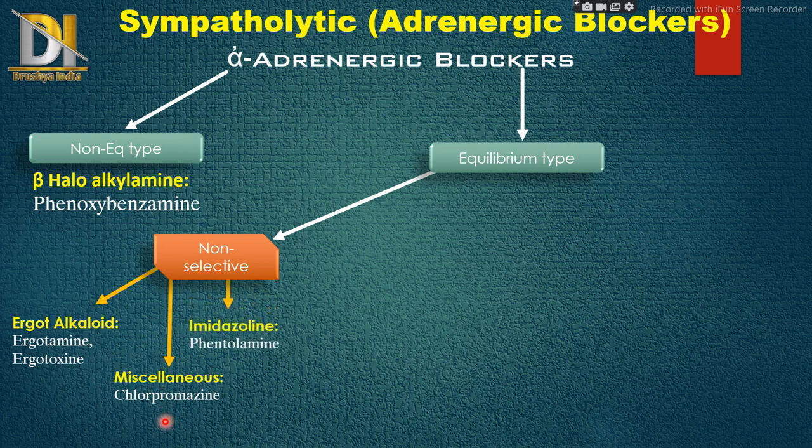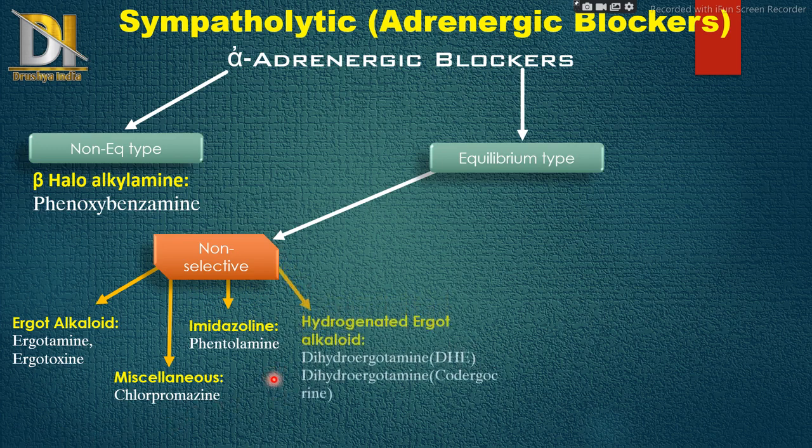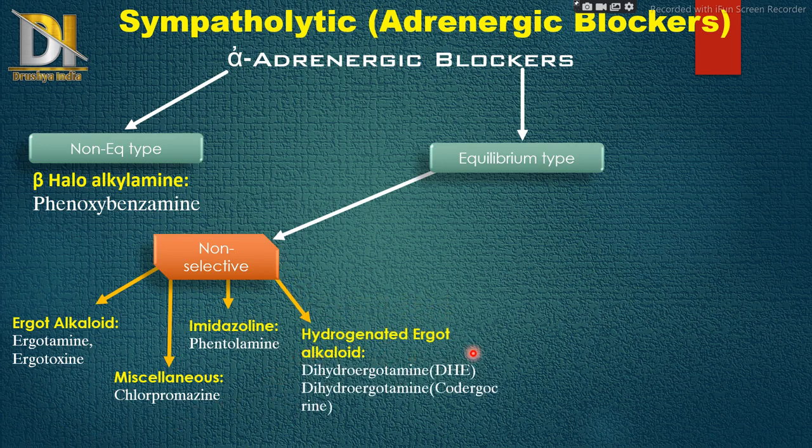Then the third class is imidazoline, in which there is phentolamine, which means it contains an imidazoline nucleus in its structure. Then the last one is hydrogenated ergot alkaloid. These are only the dihydro form of ergot alkaloid, as we can see, ergotamine in ergot alkaloid and dihydroergotamine in hydrogenated ergot alkaloid. And the same with the next, dihydroergotamine. Here is one mistake, it is dihydroergotoxin.